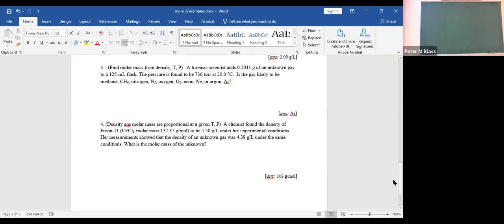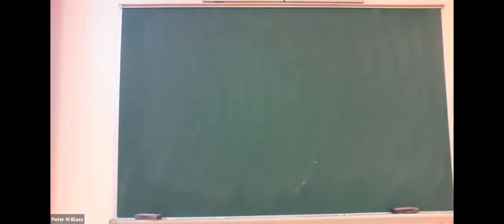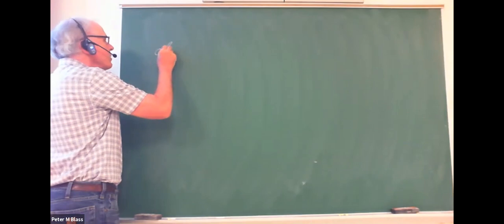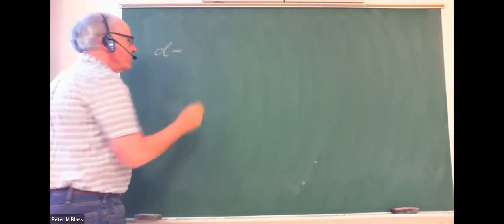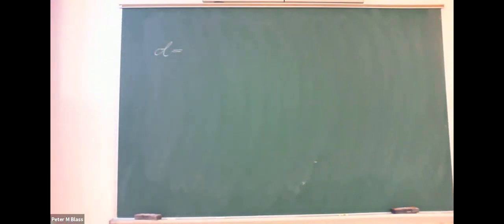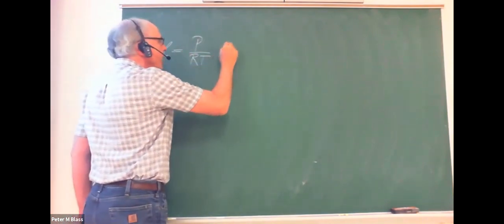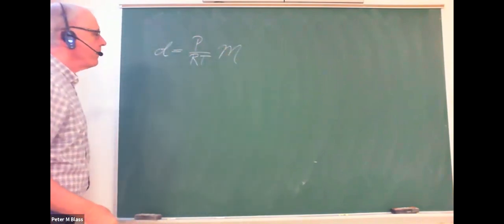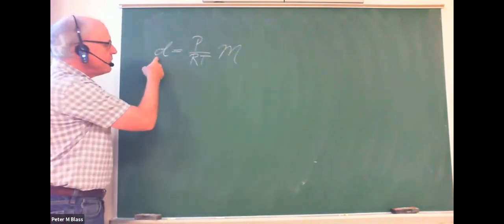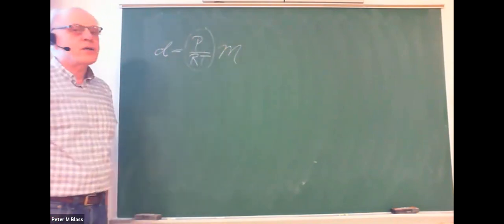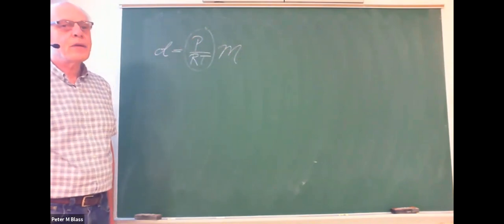Let's look at this equation a little bit. It's targeting the fact that they're proportional. The density and the molar mass are proportional. So here's that same equation that we used before. D equals P over RT times the molar mass. This is proportional to that at a given pressure and temperature.